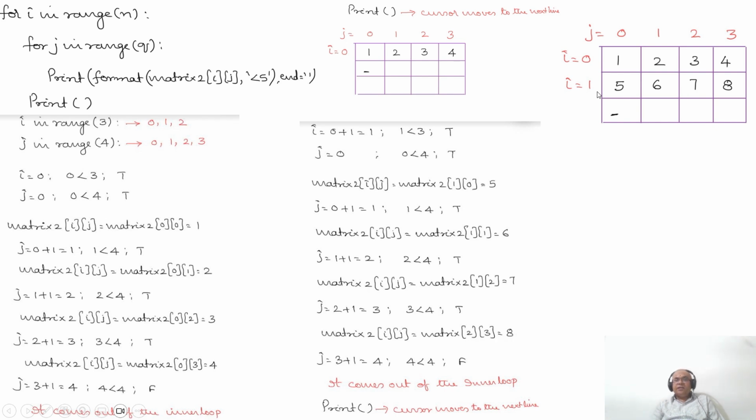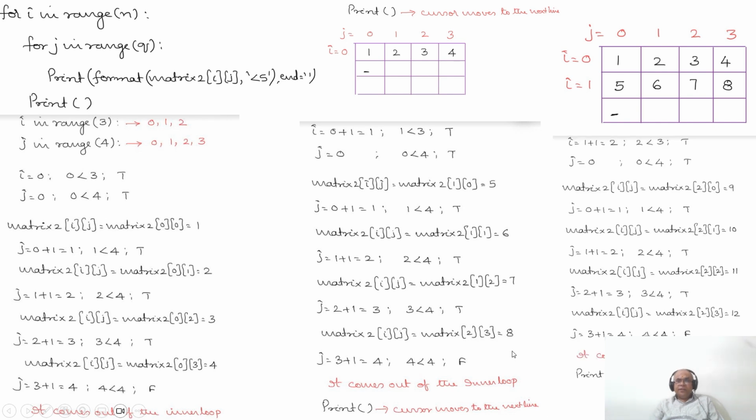Matrix 2 of 2, 3, that is matrix, sorry, it is not 2, 3, it is 1, 3. Matrix 1 of 1, 3 is equal to 8. Then j is equal to 3 plus 1 is equal to 4, 4 is less than 4, the condition becomes false. It comes out of the inner loop, that is the jth loop. Again, it goes to the print function, the cursor moves to the next line.